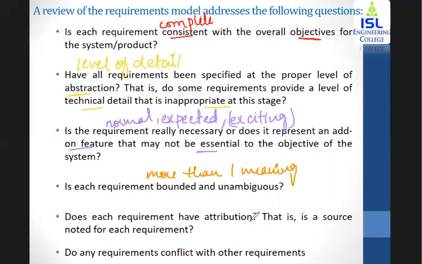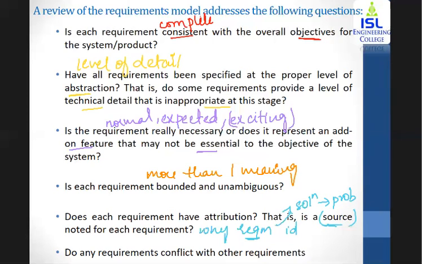Then the next one is, does each requirement have attribution? That is, is the source noted for each requirement? Source noted means that within requirement engineering, we have identified traceability tables. You've got one source traceability table. Source traceability table means why the specific requirement was identified, or you can say, this particular requirement is a solution to what particular problem. Why we are embedding each and every requirement, the source of each requirement, needs to be identified. The source of the requirement is very necessary so that you can identify whether the specific requirement is solving the problem or not.